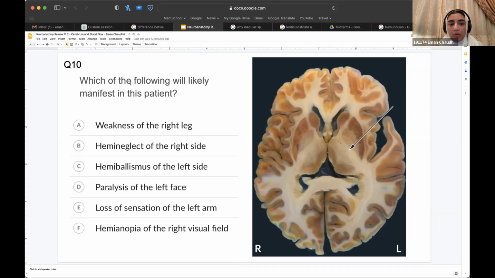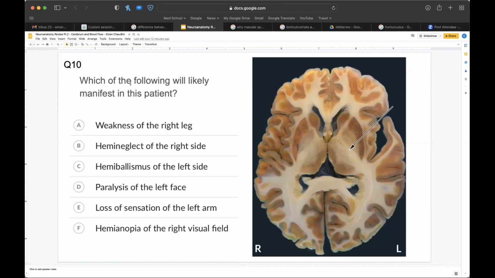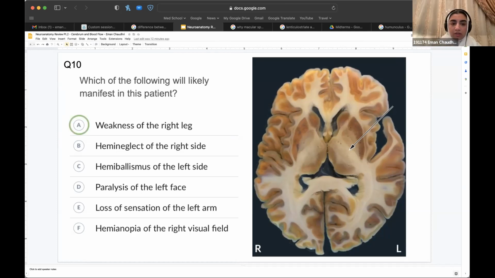So Nasser said A. Why did you say A? Why weakness of the right leg? Why not another option? Because we just said that the motor fibers pass through the internal capsule, since this is on the left side, and it will cross in the medulla. So the manifestations would appear on the right side. Perfect. So yes, you're correct. It is weakness of the right leg.